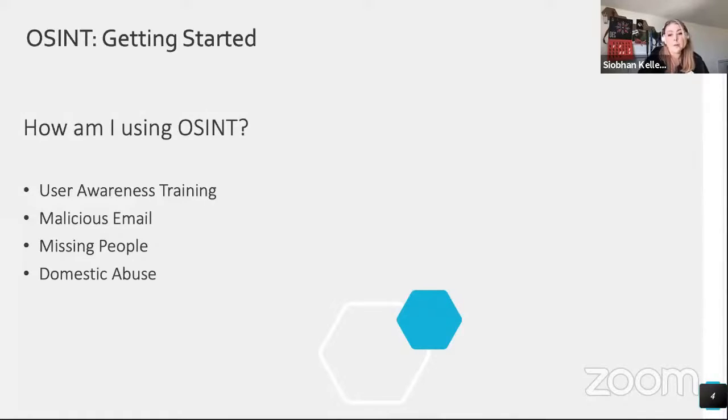So how am I using OSINT, and how could you use OSINT? Some of the examples of how I use OSINT in my professional life are as part of user awareness training. I'm not going to cover user awareness training too much in this talk, but it is really important to understand that anything that we can find, threat actors can also find. So open source information can be used to profile an employee and craft a very highly effective spear phishing campaign, or it could be used to attempt to breach their accounts.